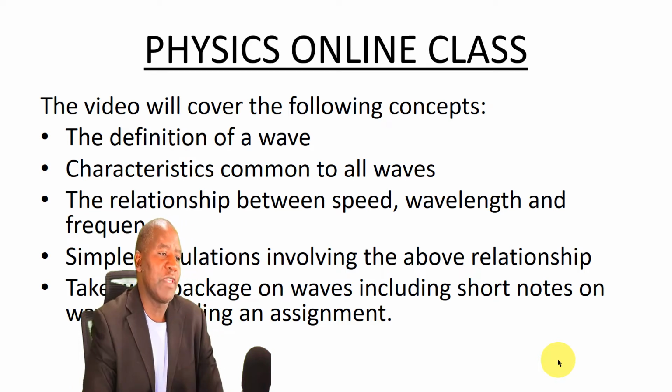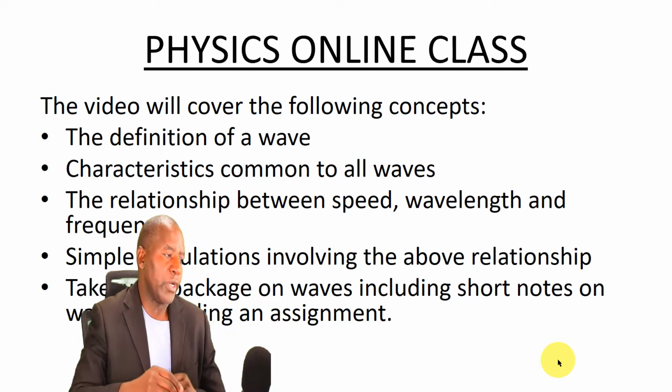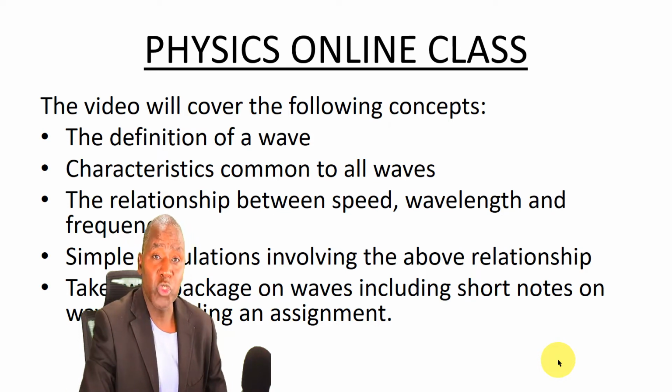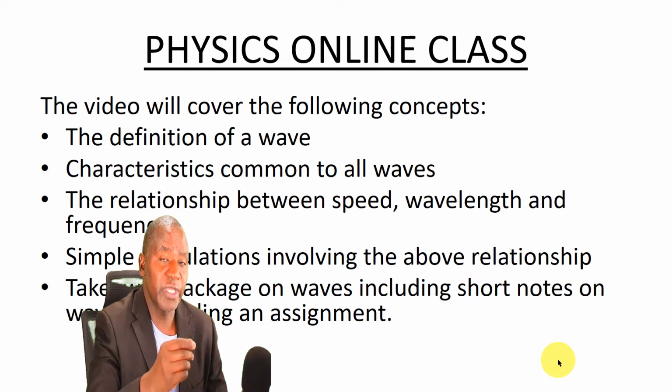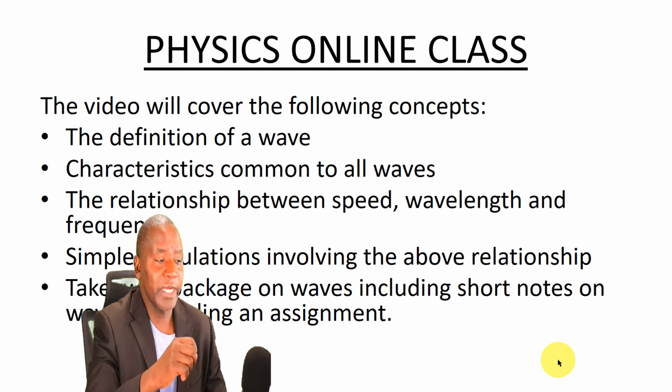This video will cover the following concepts. First of all, we want to know what is a wave, that is the definition of a wave. We will look at characteristics which are common to all types of waves. Then we look at the relationship between some of those characteristics, that is the speed, the wavelength, and the frequency. And then we undertake a few calculations involving the above relationship, that is speed, wavelength, and frequency.